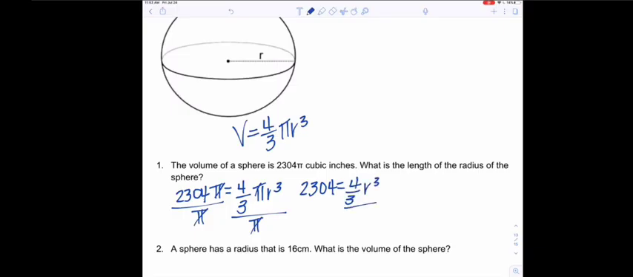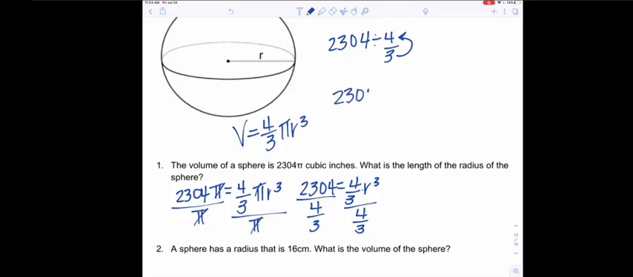Okay, so now I'm going to divide by 4/3 because this 4/3 is multiplied to the r cubed, and I'm going to do the same thing to this side. Okay, so I'm actually going to do the division up here. So 2,304 divided by 4/3. When I divide with a fraction, what I do is I take that second fraction and I turn it upside down.